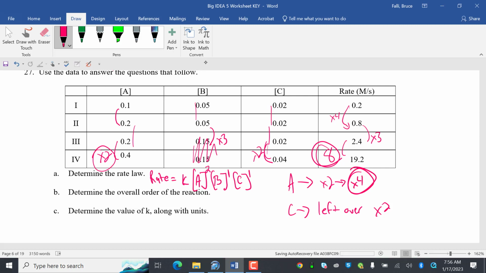So again, this is an icky one where I have a fourth order overall reaction. So I said 4 and wrote 3, and I've got problems here.